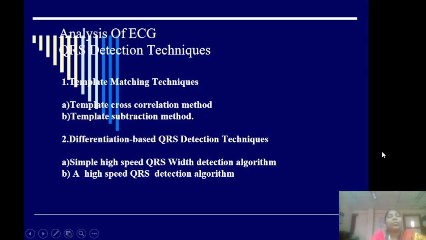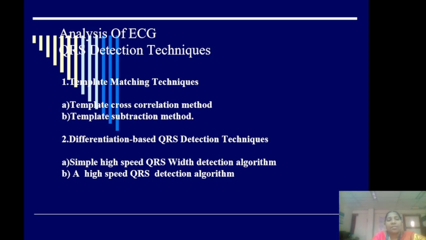Good morning, students. So today's class we are going to detect the QRS complex from the ECG signal. There are different techniques available. The first method is the template matching method. Under that we have the template cross correlation method as well as the template subtraction method. And the second method is the differentiation based QRS detection technique. In that we have the simple high speed QRS detection algorithm and the high speed QRS detection algorithm.